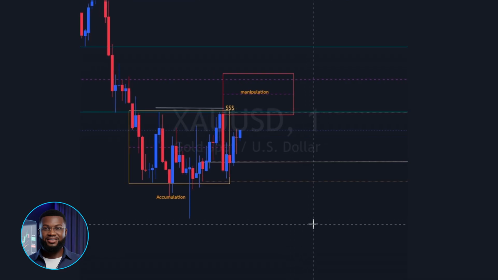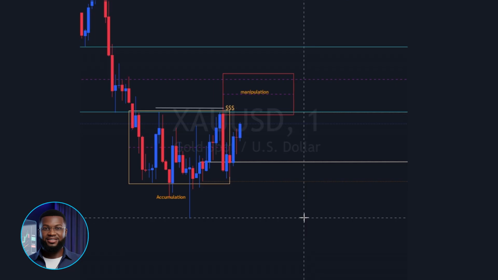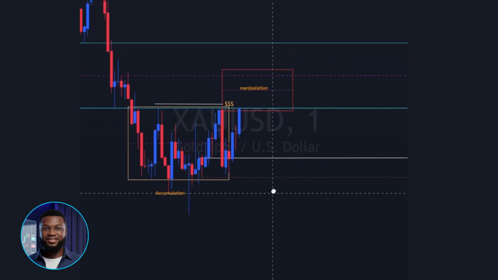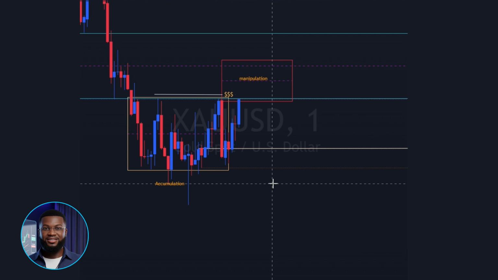All right, so price is still moving. We are still looking at the expansion towards the manipulation. You can see price is moving. Yes, you can see price moving quite well. So this one, I'm giving you a live trade. Okay, this is a live entry.